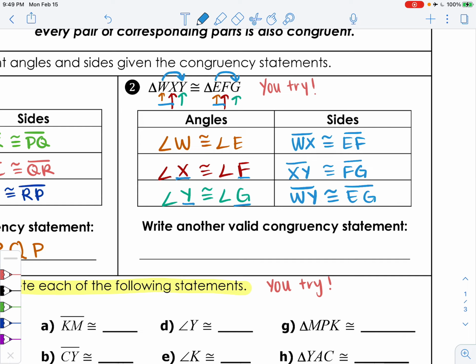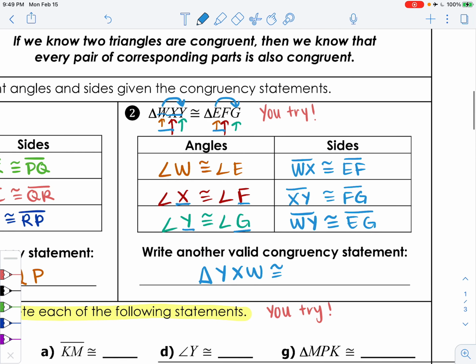All right, and how about another congruency statement for the triangles? And yours might be different than mine. I'm just going to write them both backwards. So WXY, I'm going to do YXW, is congruent to, and now remember I said I went backwards, Y to X to W. So in the second triangle, I also have to go backwards, G, F, E.